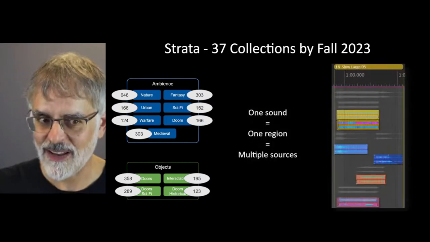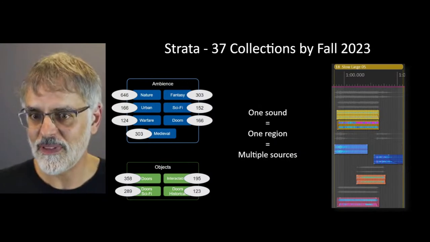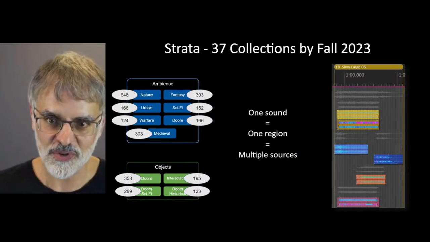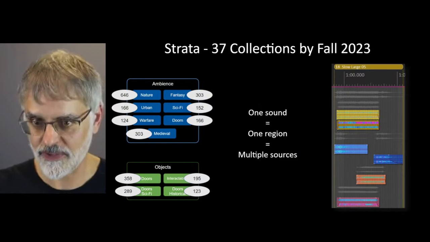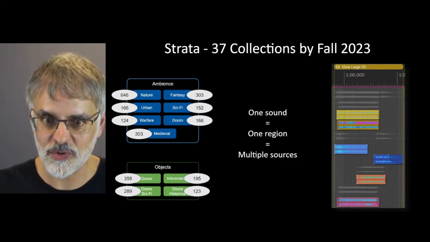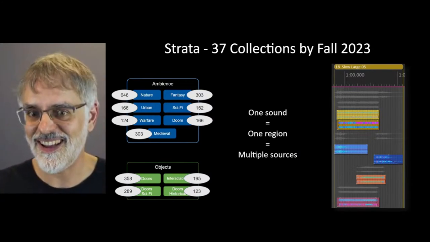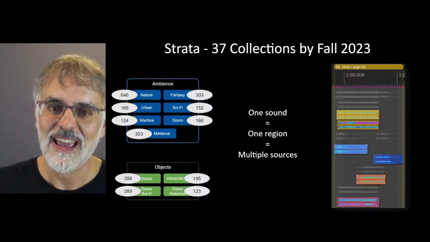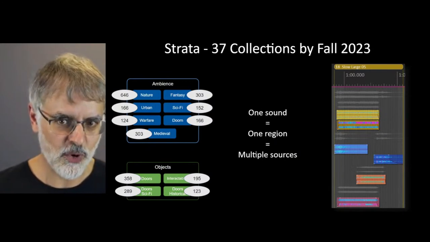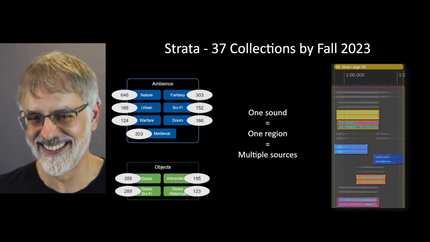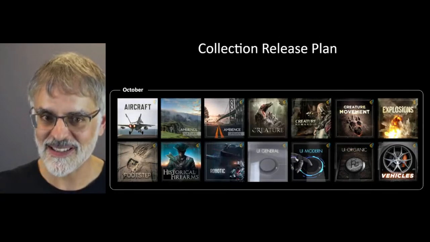And just a reminder, what is a sound in Strata? Well, a sound is a region in Reaper that is comprised of multiple sources. So one sound is actually a lot of content. When we say there are 500 sounds in a collection, there are 500 regions with many sources inside of it. That's what will be produced. And I say fall 23, our actual schedule is more summer, but just in case, I'm putting some leeway here. We never know what could happen, but this is our plan right now.